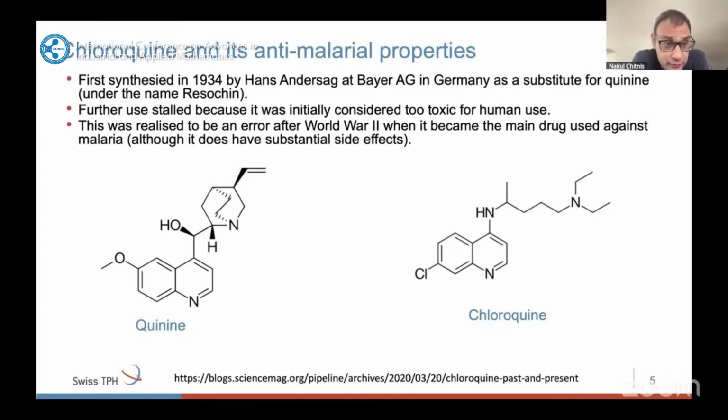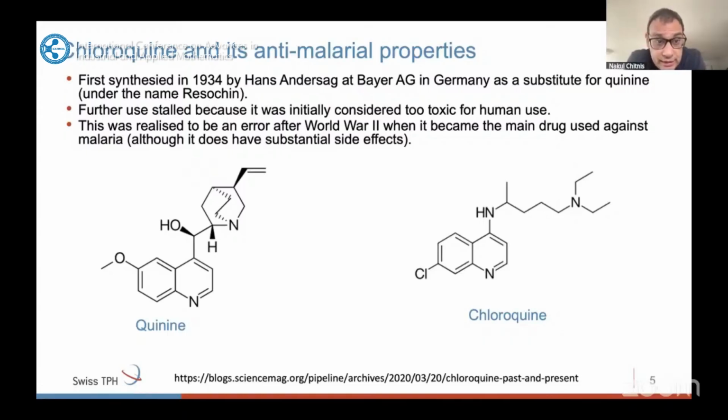And then just around the time of World War II, chloroquine was synthesized by Bayer AG in Germany, used as a substitute for quinine, because quinine had been known for centuries. Quinine has worked very well against malaria, but quinine also had substantial side effects. And chloroquine, as you can see from the chemical diagrams, is similar to quinine, but has a chloride over here, and this bit is different.